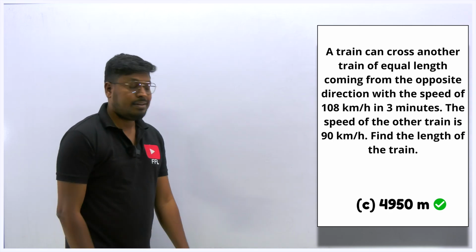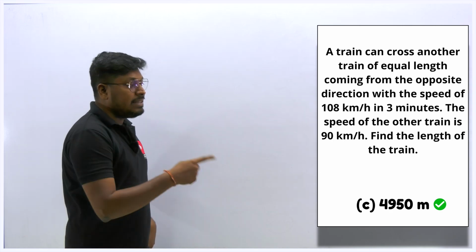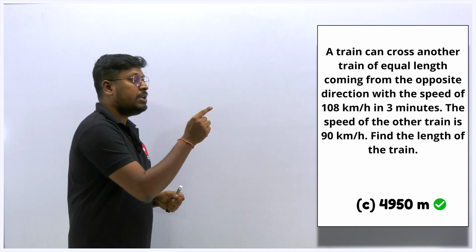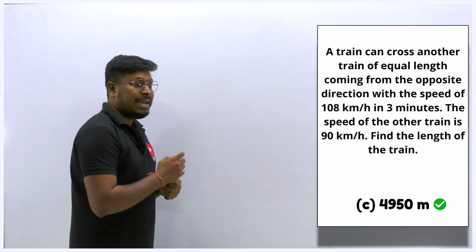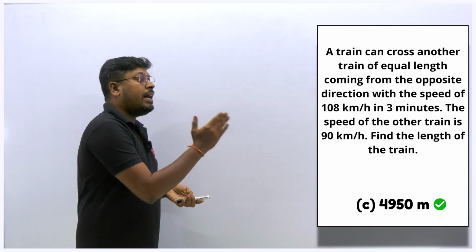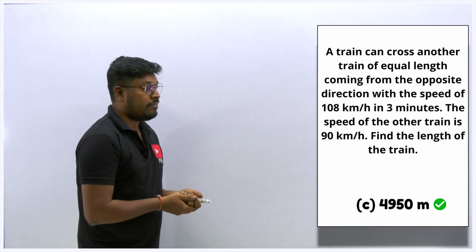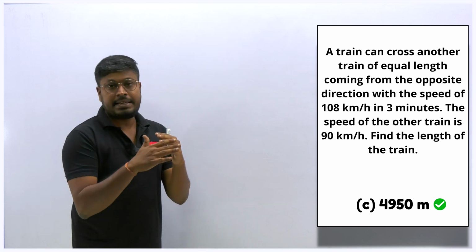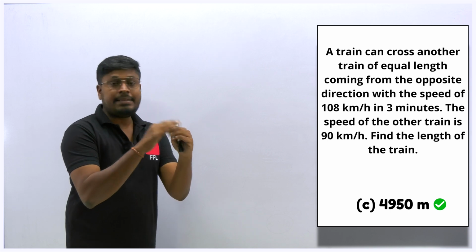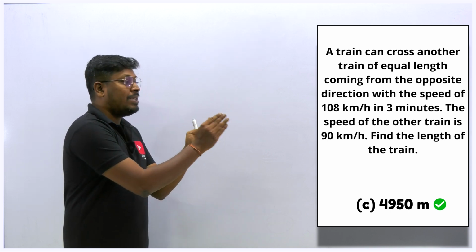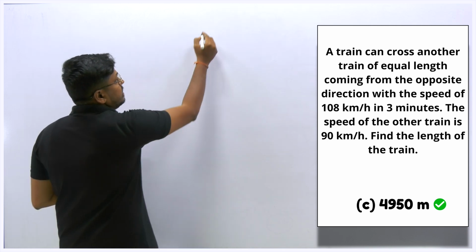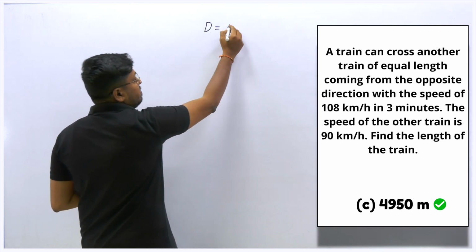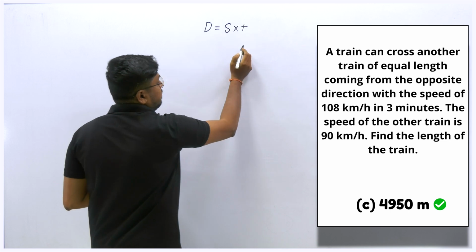So next question: a train can cross another train of equal length coming from the opposite direction, with a speed of 108 km per hour, in 3 minutes, and the speed of the other train is 90 km per hour. Find the length of the train. See, there are 2 trains of equal length crossing each other. Our target is to find the length of the train, that means we need to find the distance. Speed is equal to distance by time, so distance is equal to speed into time. A basic formula in the topic time and distance.